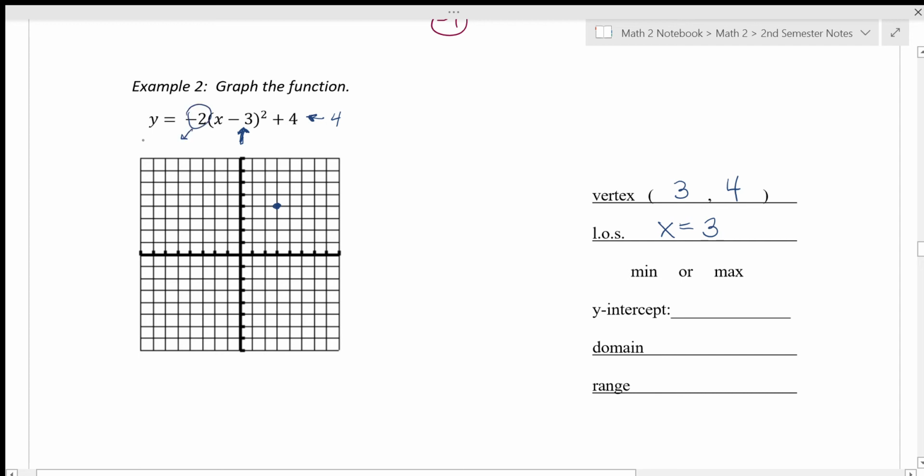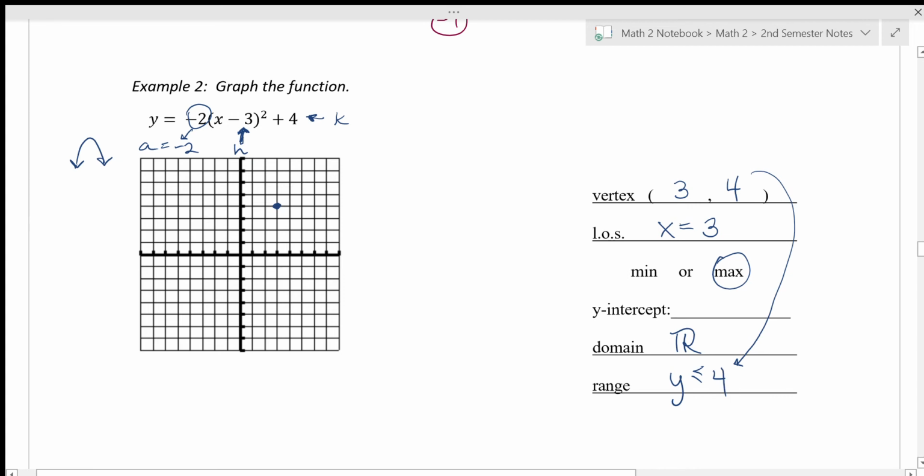-2 is my A value. So -2 means that my graph is facing down, and that means that I have a maximum. I'm going to put my domain, all reals. My range is going to be y. Because my graph is facing down, I'm going to be all the y values less than or equal to the y value of my vertex, 4.